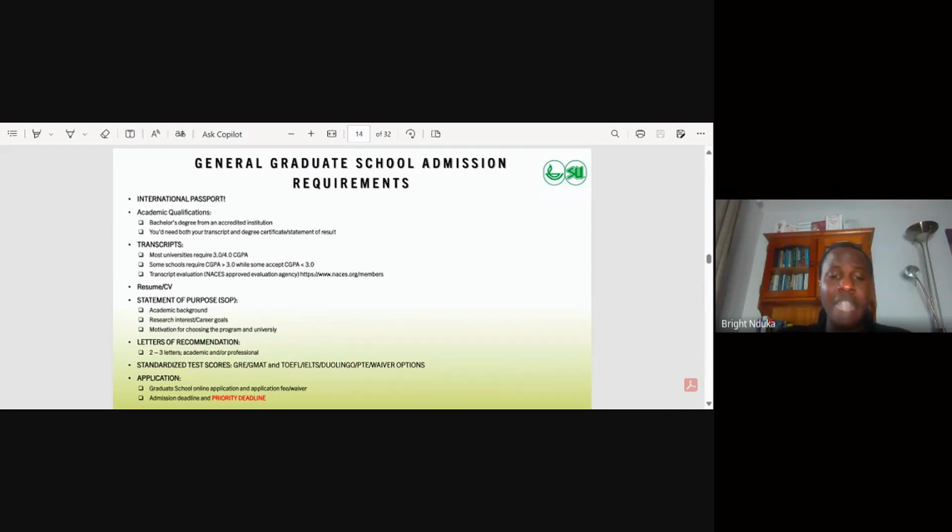TOEFL. In the UK, you need more of IELTS, TOEFL, IELTS, Duolingo, and all of that. But there are also waiver options. There are waiver options, so you need to do your research. Look at the website. Very important. Read through the graduate website. What's the requirement, and then you go on to apply.